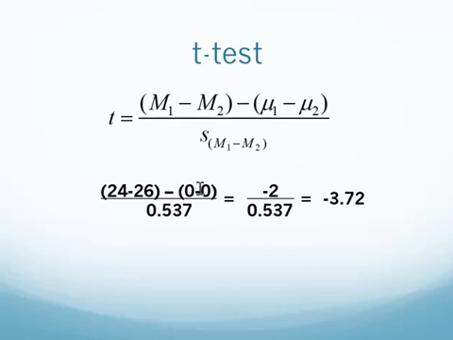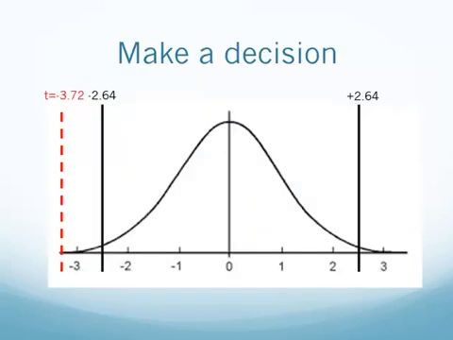You could go ahead and skip this minus 0 part. You could just go 24 minus 26 divided by 0.537, which is the estimated standard error of the mean. And so you get negative 2 divided by 0.537, and ultimately you get the t statistic of negative 3.72. So now we need to plot that so that we can make a decision.